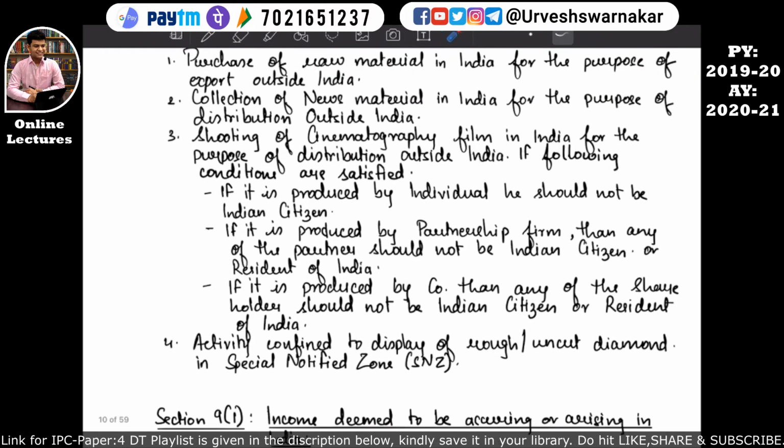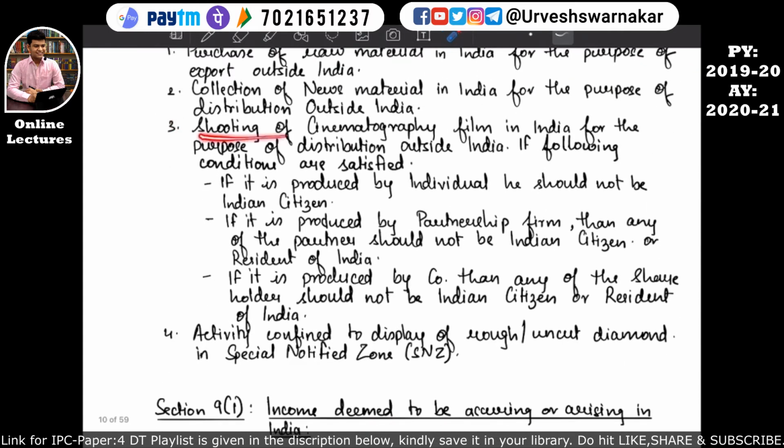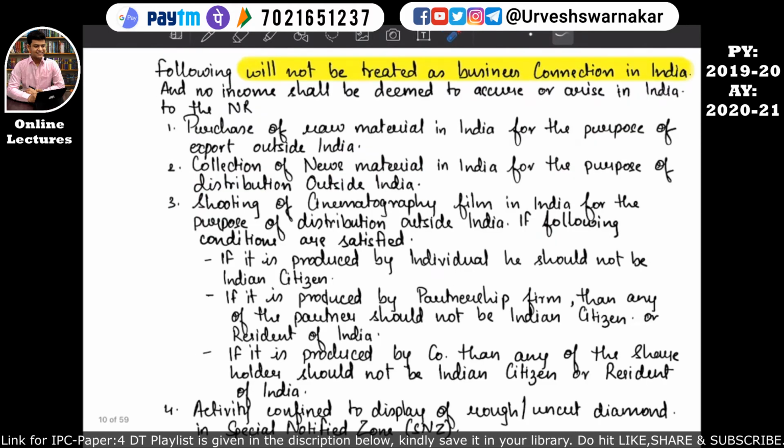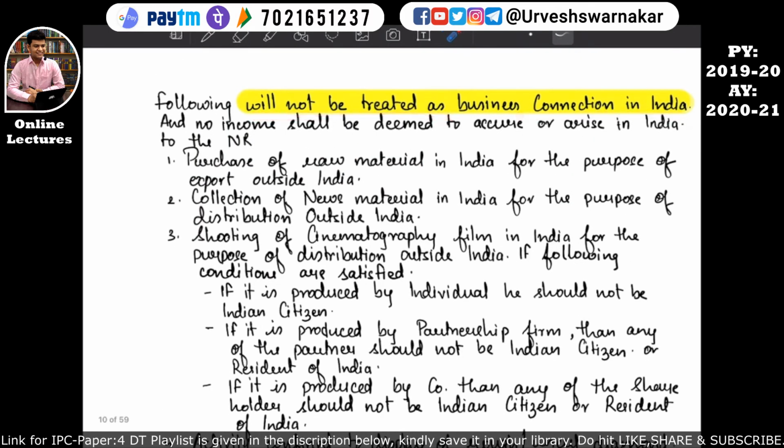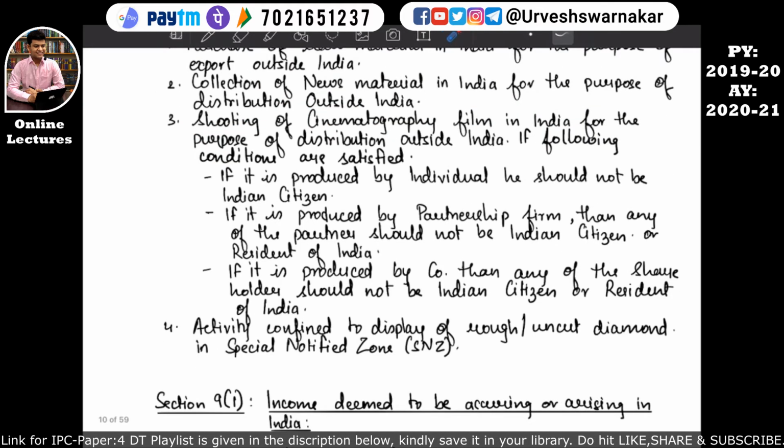So let's understand point number 3. Point number 3 says that shooting of a cinematography film in India for the purpose of distribution outside India. If the following conditions are satisfied, then it will not be treated as business connection in India and no income shall be deemed to be accruing or arising in India to the non-resident. I hope this is quite clear. So let's understand the conditions.